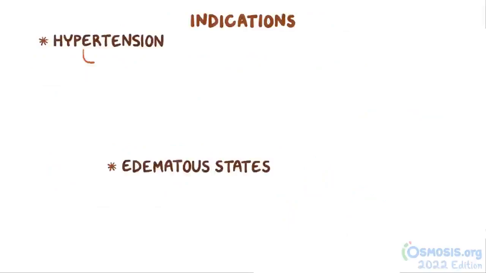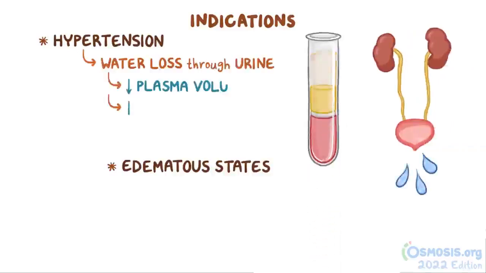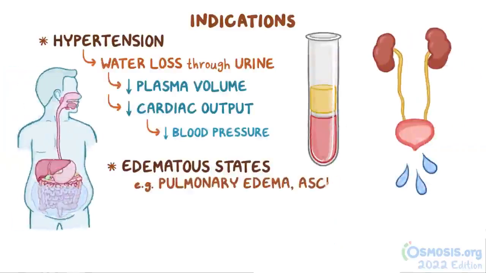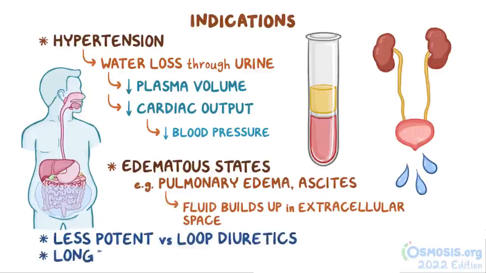Now, the major indication for diuretics is the management of hypertension and edematous states. Since these medications cause water loss through the urine, it leads to decreased plasma volume and cardiac output, resulting in lower blood pressure. This also treats edematous states like pulmonary edema or ascites, where fluid builds up in the extracellular space. These medications are less potent in their diuretic effect when compared to loop diuretics, but they're much longer lasting.